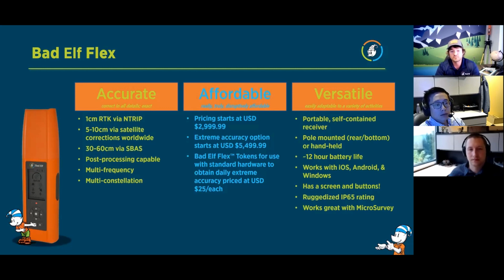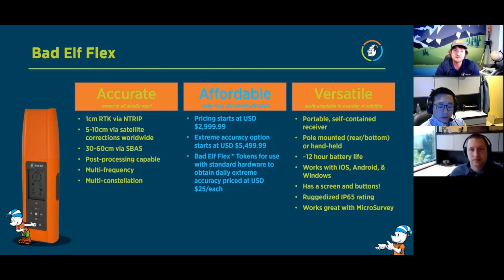We are able to do post-processing, and we are certainly multi-constellation, multi-frequency, meaning that we track all the birds in the sky, aka all the constellations of satellites. We are able to use all of their frequencies. So you are getting the cream of the crop in terms of accuracy when we're talking about the Bad Elf Flex. In terms of affordability, we also priced the Flex to be extremely affordable, so easily integrated into your organization.